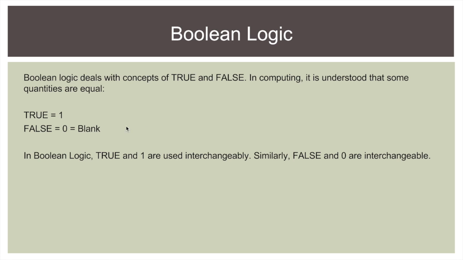Doing a truth table in this way makes it really easy to tell if we've covered every possible value or not. Boolean logic deals with concepts of true and false. In computing, it is understood that some quantities are equal. True is 1, false is 0. In Boolean logic, true and 1 are used interchangeably. Similarly, false and 0 are interchangeable.